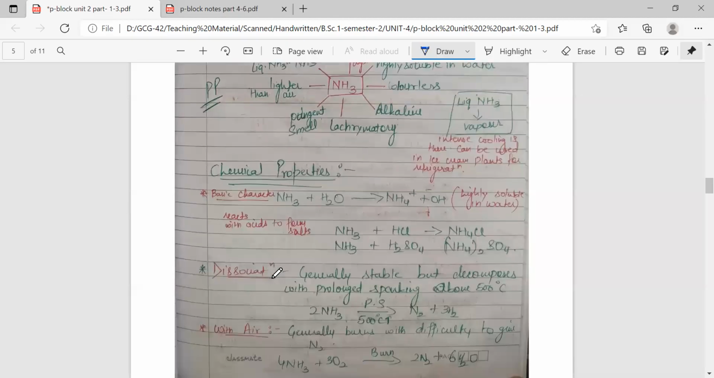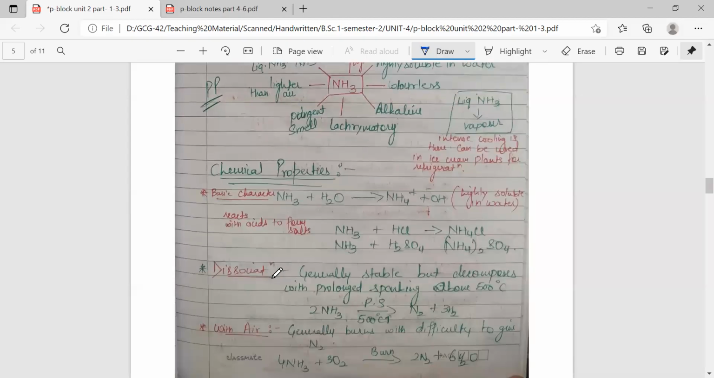Next are the chemical properties. First one is basic character. Ammonia is basic in nature, as the structure indicates, because there is a lone pair on the nitrogen, which it can easily donate. So it is a strong base. It is soluble in water and reacts with it to generate ammonium ion and hydroxide ion.